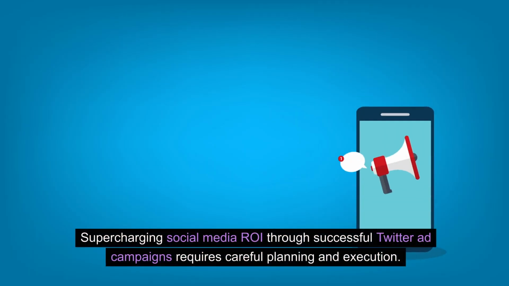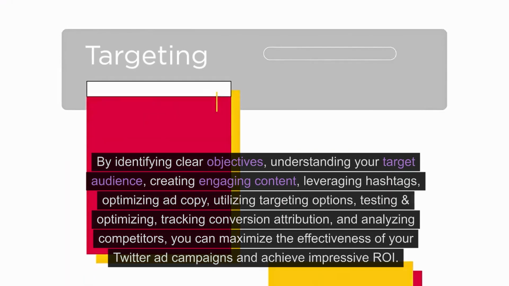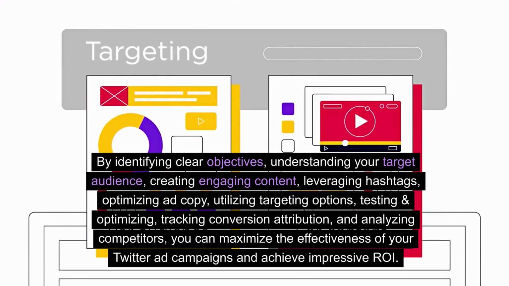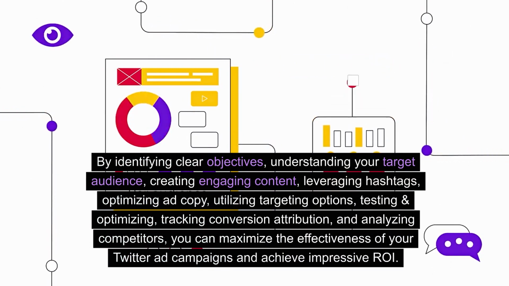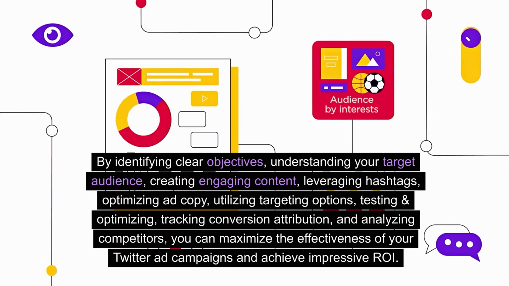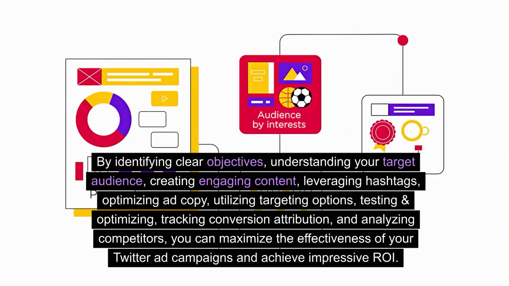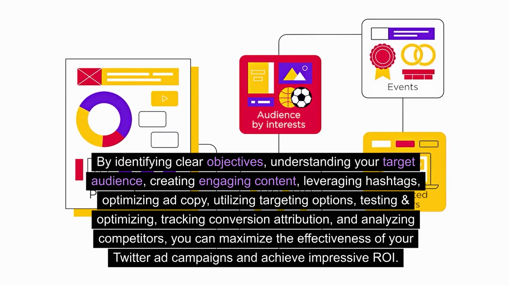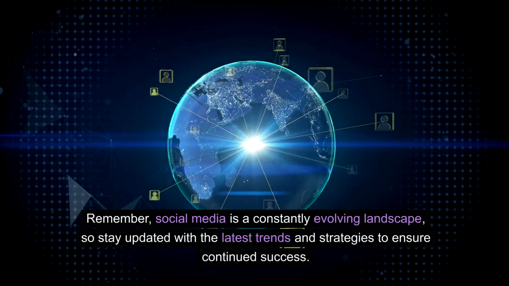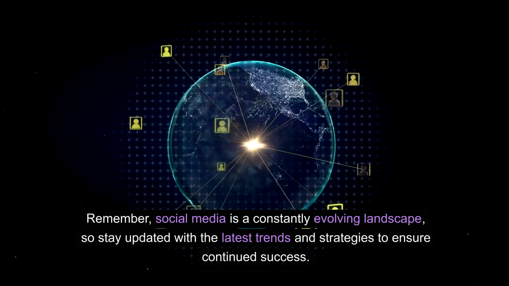In conclusion, supercharging social media ROI through successful Twitter ad campaigns requires careful planning and execution. By identifying clear objectives, understanding your target audience, creating engaging content, leveraging hashtags, optimizing ad copy, utilizing targeting options, testing and optimizing, tracking conversion attribution, and analyzing competitors, you can maximize the effectiveness of your Twitter ad campaigns and achieve impressive ROI. Remember, social media is a constantly evolving landscape, so stay updated with the latest trends and strategies to ensure continued success.